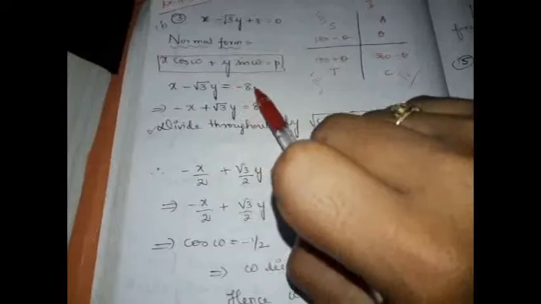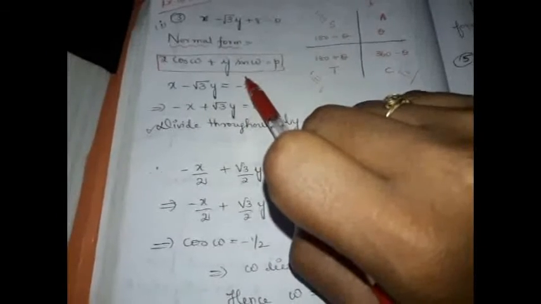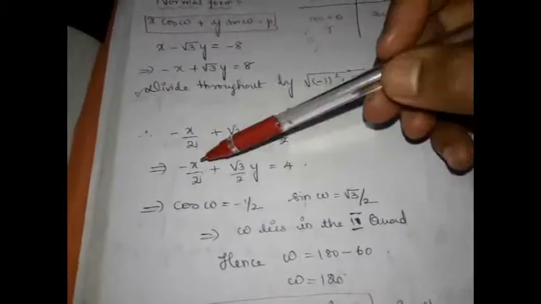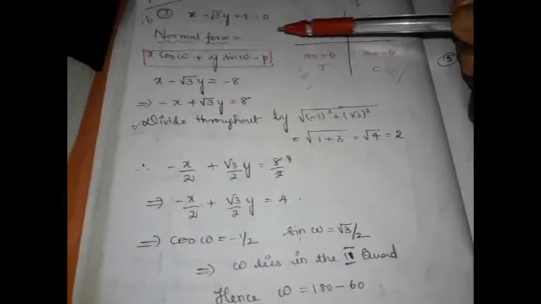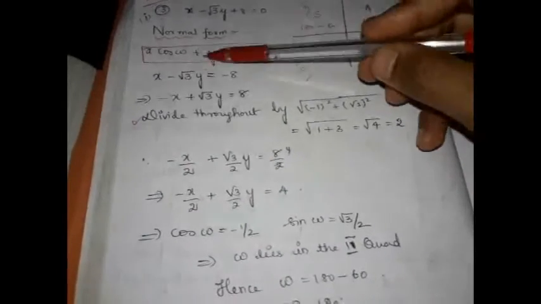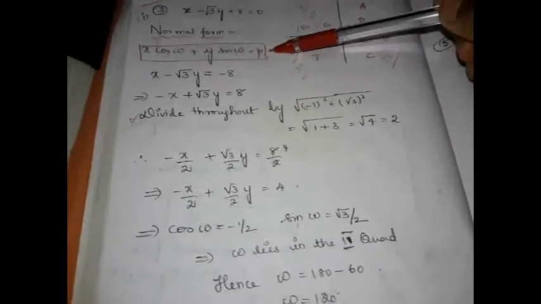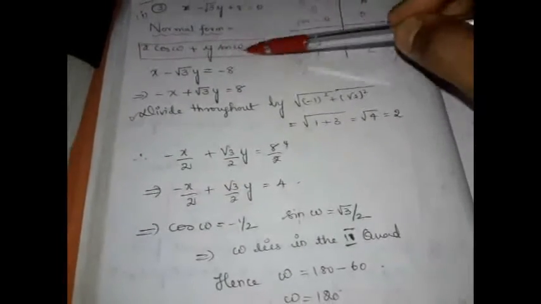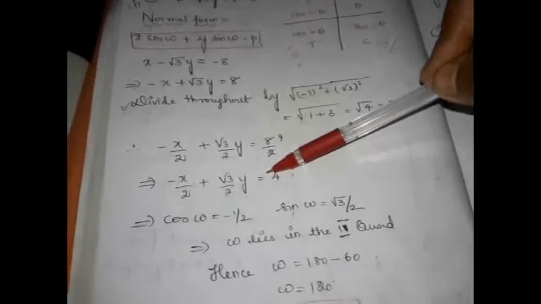The same way what we did, we brought the constant to the other side, then we insisted on the value of p should be positive since it is the distance. Then we divided throughout by square root of a square plus b square, and then we compared to find what is here. Now we brought it in the form of x cos omega plus y sin omega equals p. Therefore cos omega is going to be the coefficient of x, sin omega is going to be the coefficient of y, and p is going to be the constant term.